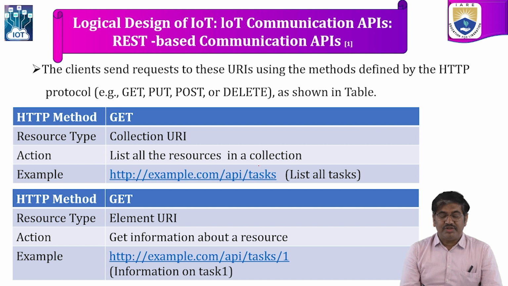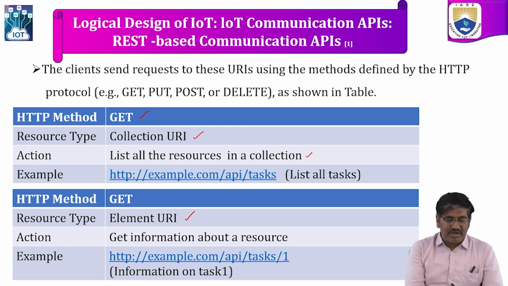Now the client sends the request to the URIs using the methods defined by the HTTP protocol. First we will come across the GET method, then move to PUT, POST and DELETE. So the HTTP method is GET, and the resource type is a collection URI. The resource can be either a collection URI or an element URI. The collection URI will list all the resources in the collection, whereas the element URI will return information about a particular resource only.